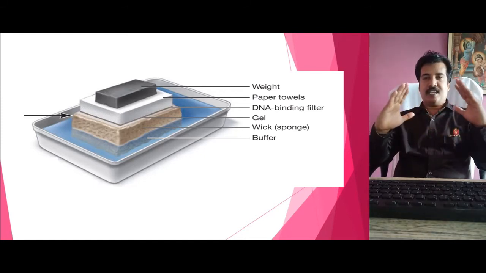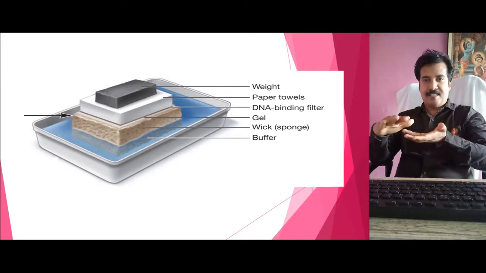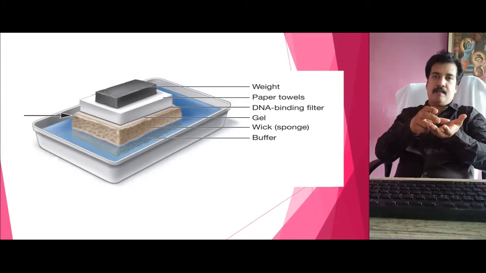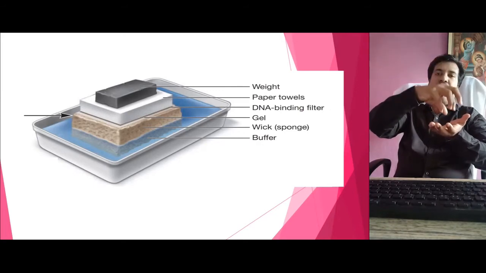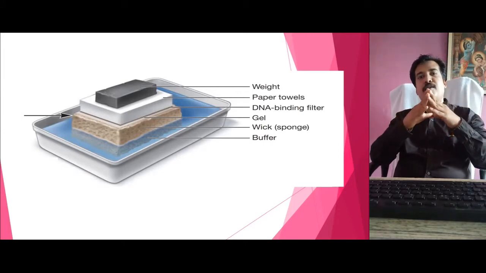So this construction is like a pyramid. That means a tray containing the transferring buffer; in that we keep the gel. Above the gel we keep the nitrocellulose paper. Above that we keep a series of filter papers. Then we keep a cloth, then a straight glass slide, then over that we keep a weight, and in this condition we leave it for a few minutes.